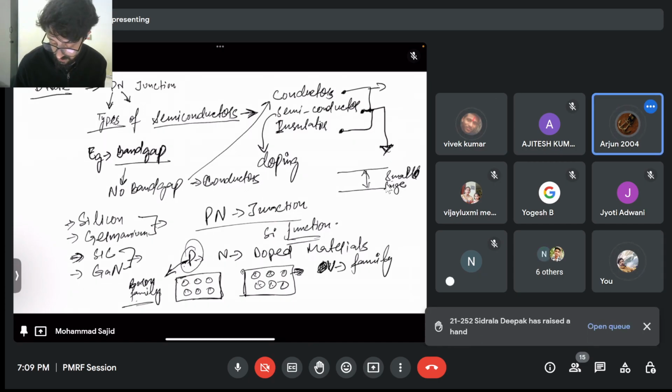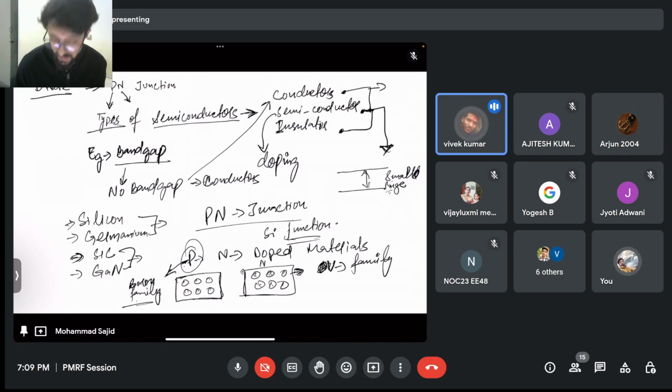Anybody? P type, sir. No, sir. If you want to make it as an N-doping material, which family will you dope it with? Fifth family, right? Nitrogen, and does phosphorus lie in that family?